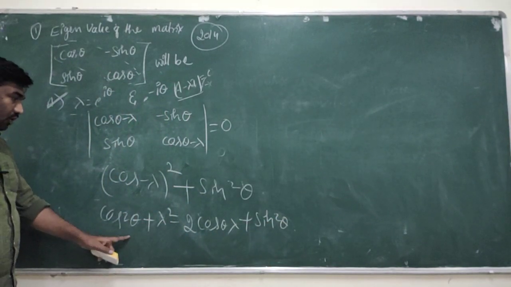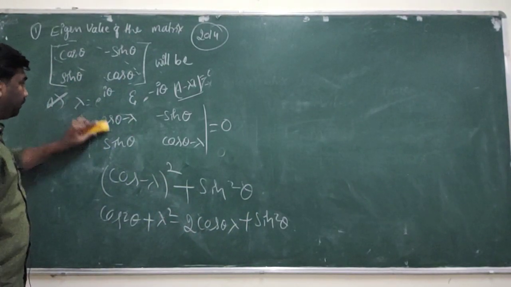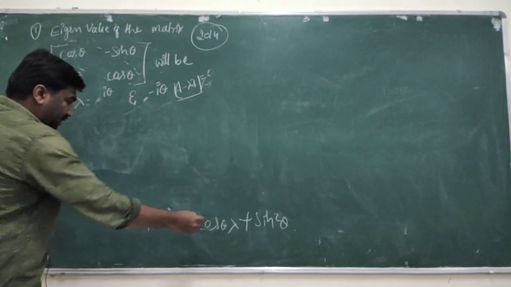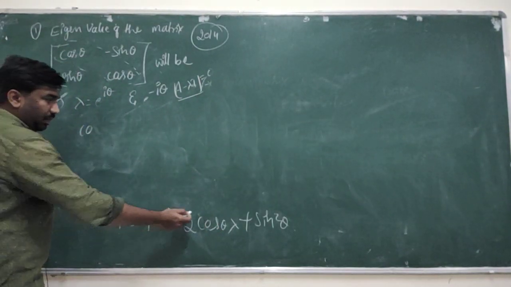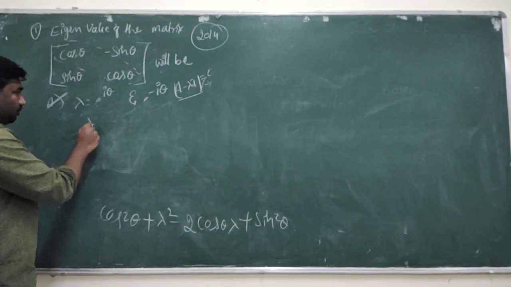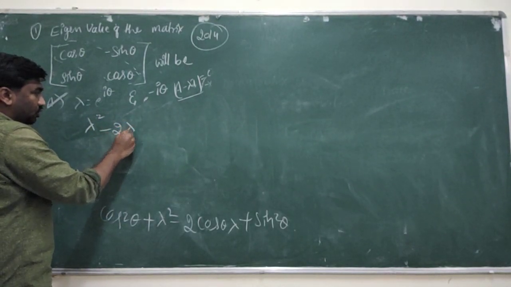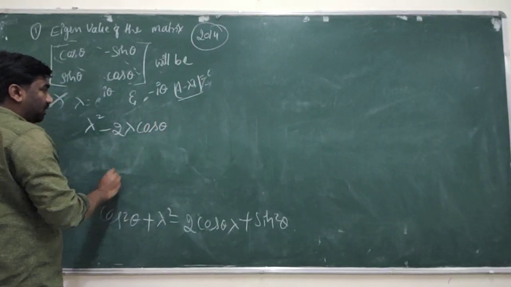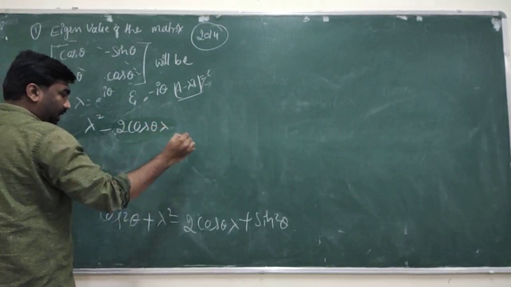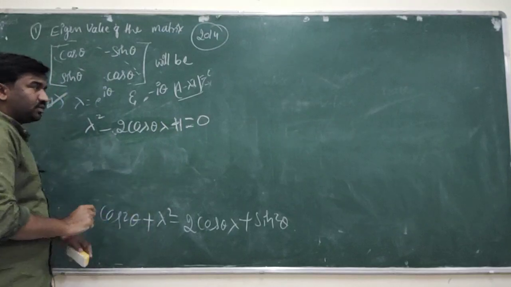So cos square theta plus sin square theta is nothing but 1, right? So we can write cos square theta plus sin square theta is equal to 1. And I am going to rearrange the equation. So finally we will get lambda square minus 2 cos theta into lambda plus 1 is equal to 0.